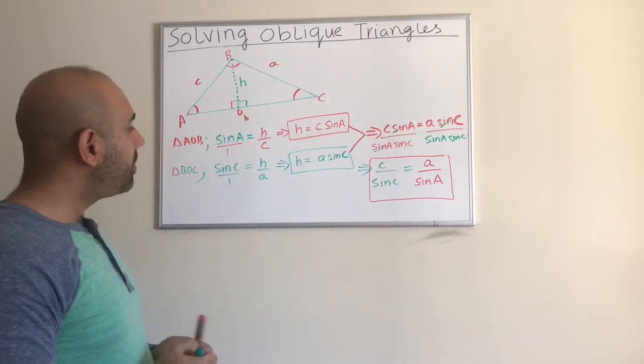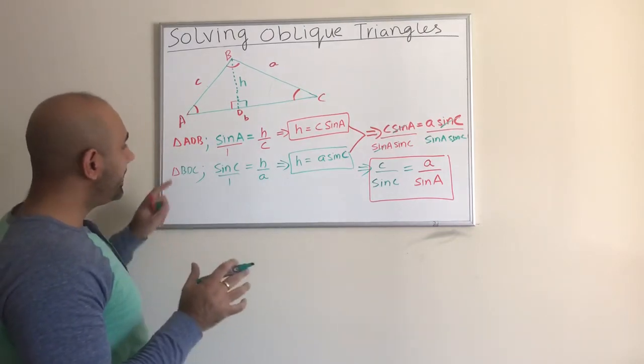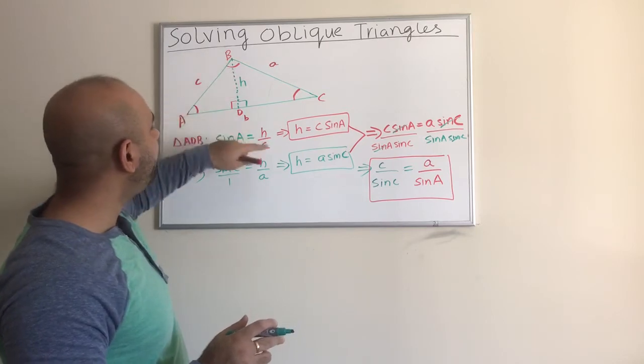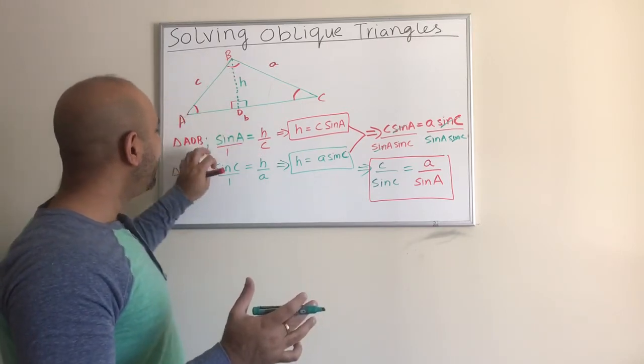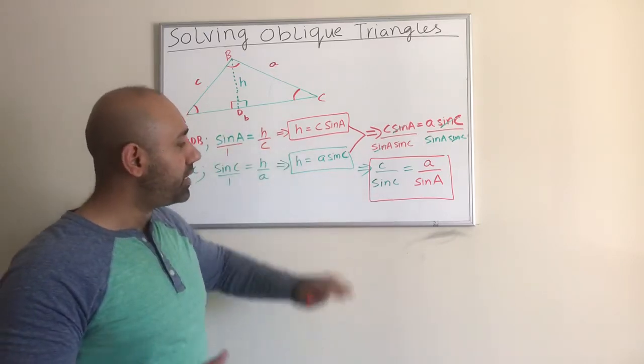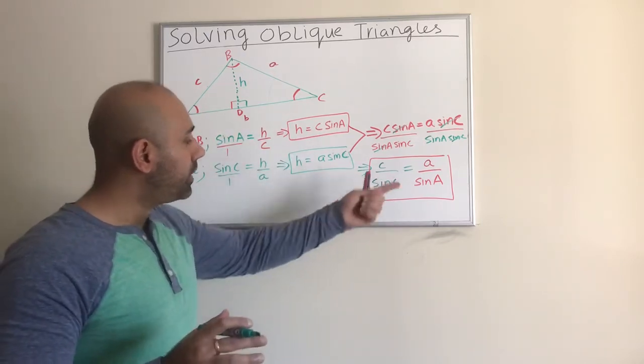Well, there's one more thing. Guys, this is what we get when we drop a perpendicular from B onto AC, and then we have two right triangles, and we write the sine for angle A and angle C, and then from that we get this ratio, which is equal to each other.